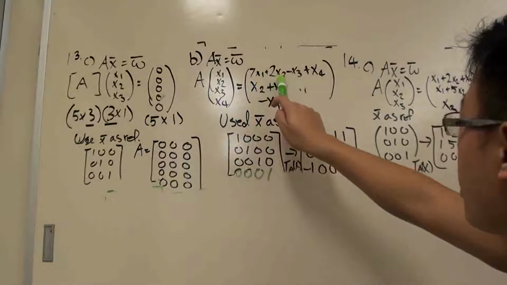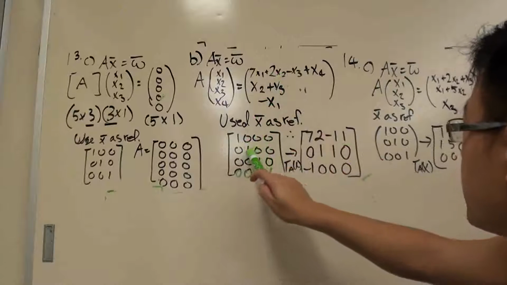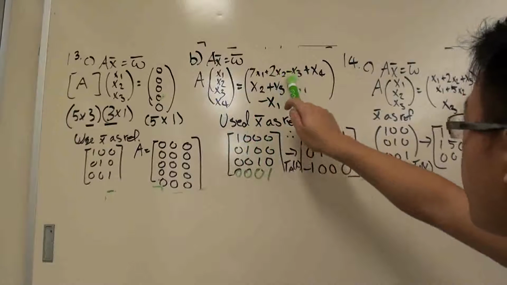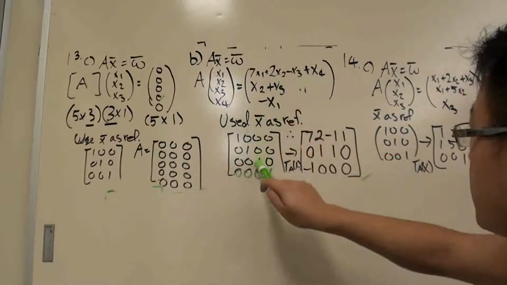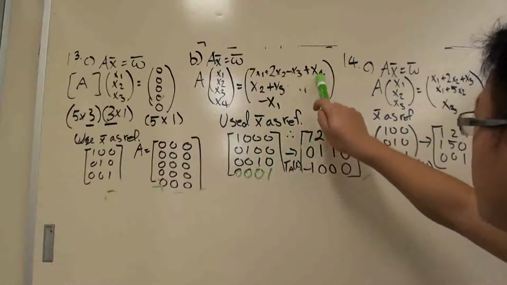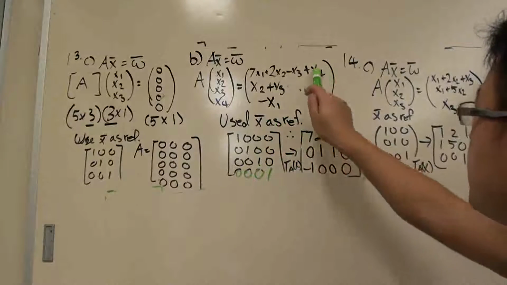Plus 2x2, x2 is defined here, and that's times 2, so that becomes 2 right there. And negative x3 is defined in the third row, and it's negative, right? So it's minus 1, so minus 1 goes here. Plus x4 is just 1, so it gives you 1. So that completes this line.